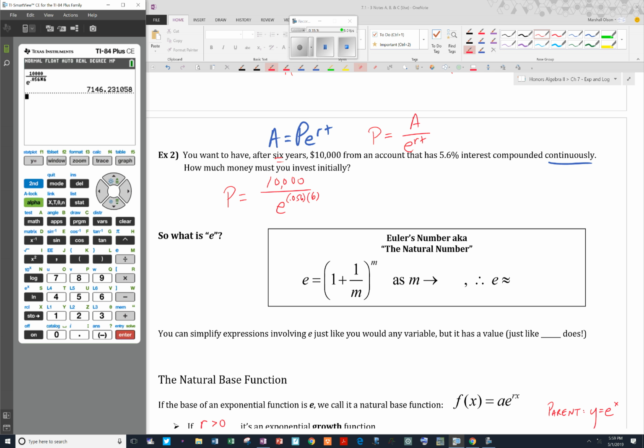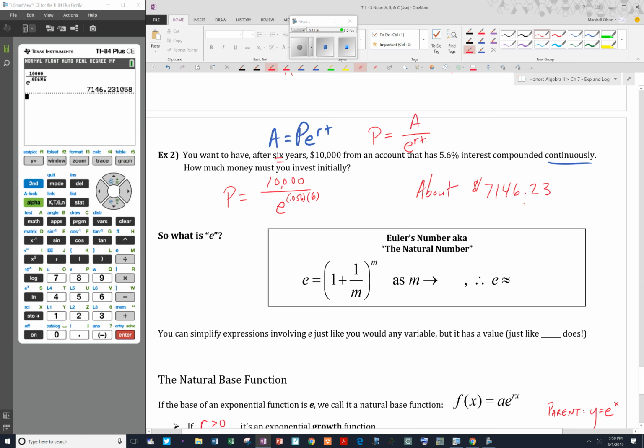So what that's saying is we would need to put in about $7,146. So let's just put that here. That's how much we would need to put in initially. About $7,146 and about 23 cents. We'd probably want to actually round up, or even put more.